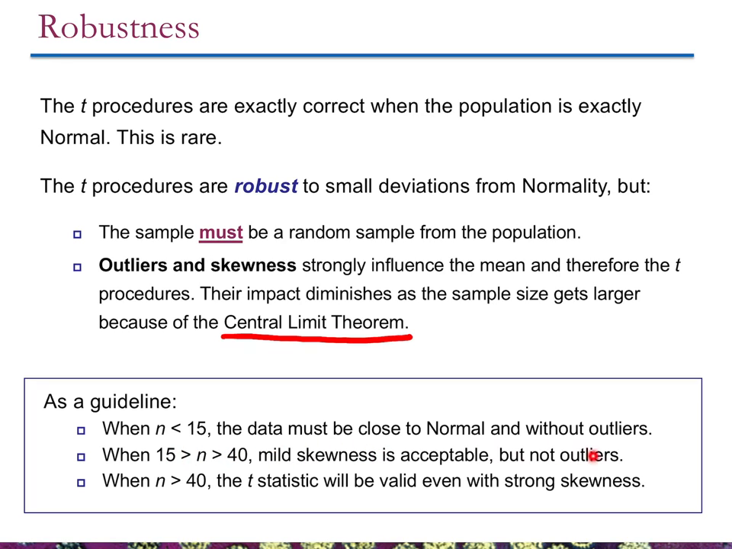If your sample is somewhere between, say, 15 and 40, mild skewness might be okay, but outliers are, again, not going to be acceptable. But if you have a sample size greater than 40, the t statistic you calculate will be valid even if you have strong skewness and maybe mild outliers. So if you don't know what your population looks like, if it's skewed or not, you want to try and get a sample larger than 40, just as a general rule of thumb.